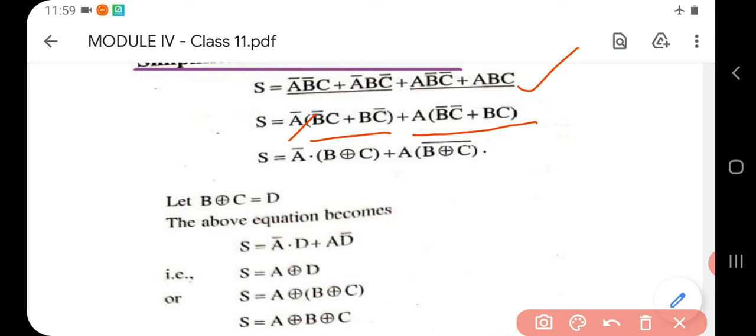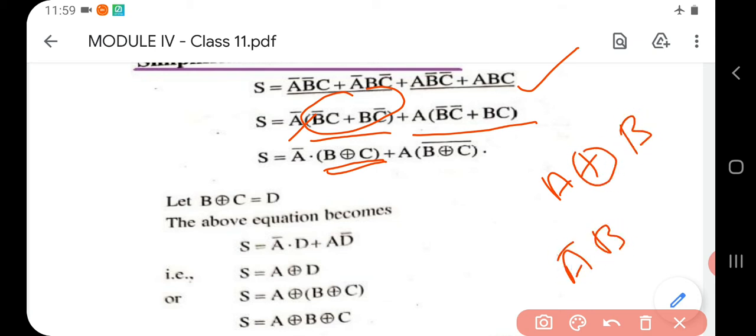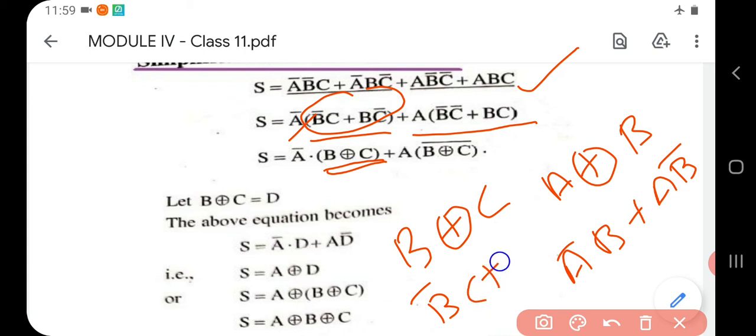Now what is B bar C plus B C bar? It is nothing but B exclusive OR C. Why? Because we know A exclusive OR B was A bar B plus A B bar. So in this case, in place of A and B, you have got B and C. So B exclusive OR C will be B bar C plus B C bar, that is written here. So it is replaced by B exclusive OR C.